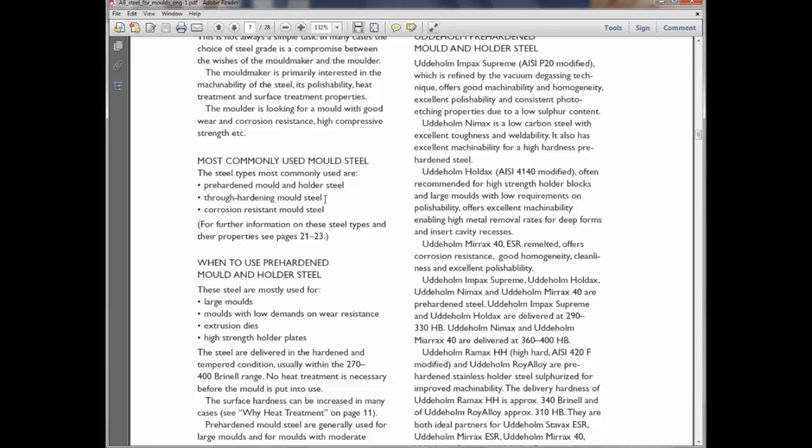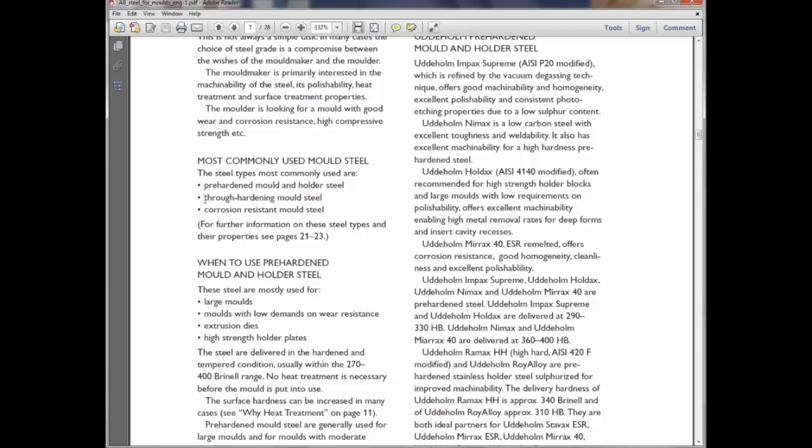Through hardening means completely hardening the material, right? We are hardening throughout the material. Wherever you check, you will get the same hardness, whether it is the top surface or the core of the material. The hardness will be the same. That is called through hardening.